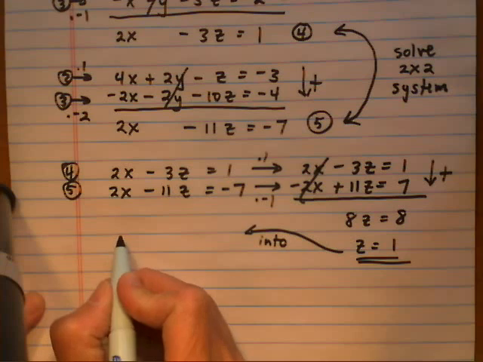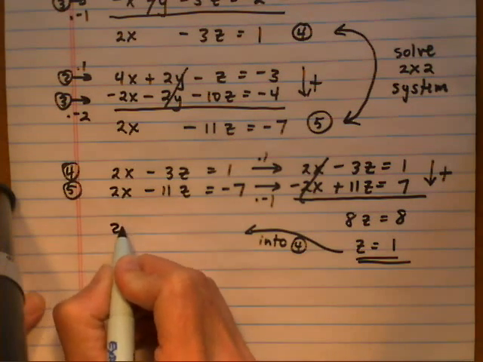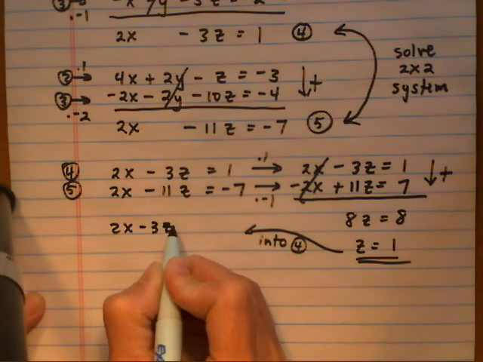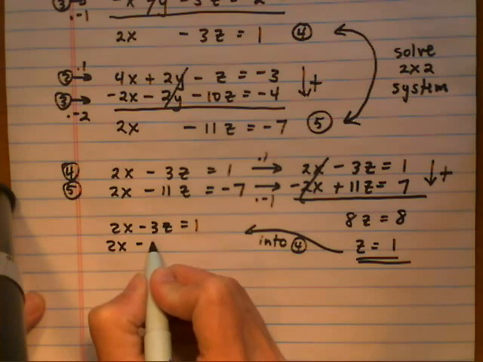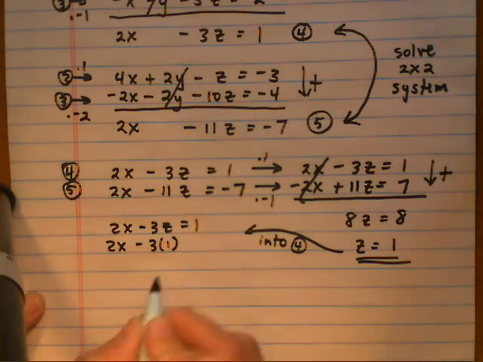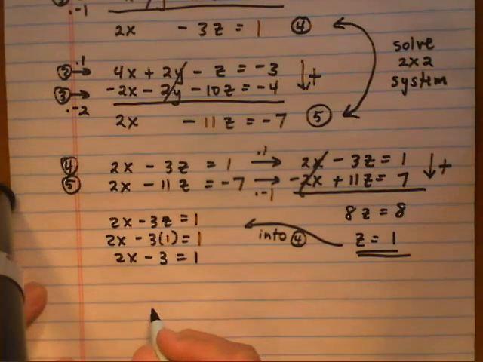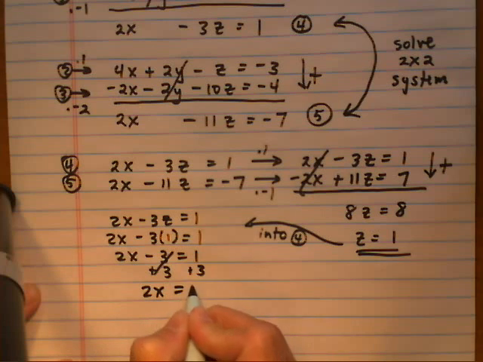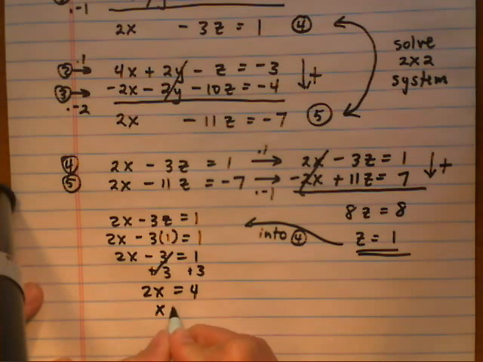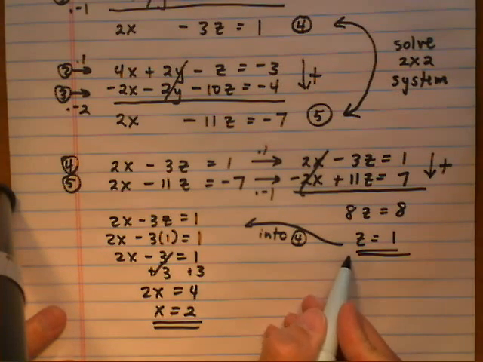All right, it doesn't matter which one we use, so I'm going to go into equation 4, which is 2x minus 3z equals 1. So that gives 2x minus 3, and we already found z is 1, so I put in 1 there. That equals 1. 2x minus 3 is 1. So we go ahead and solve for x. Adding 3 on both sides, 2x is 4. Dividing by 2, x is 2.